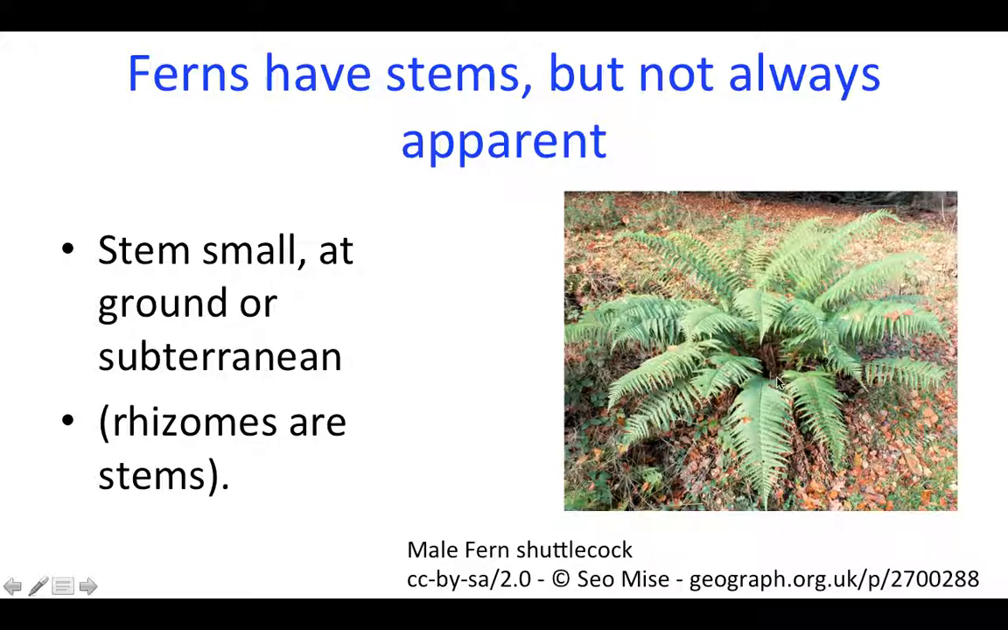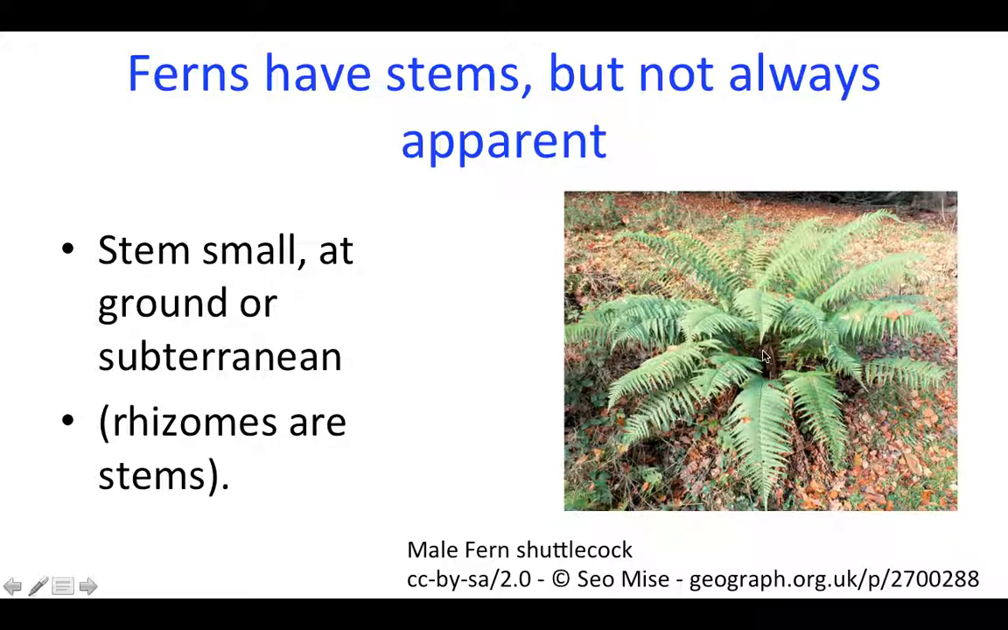Additionally, even when the stem is above ground, oftentimes it doesn't elongate very much. It has very short internodes, is a fancier way of saying that. So it appears like the leaves are all coming off of the same spot. This is the basal rosette form that we talked about earlier in the semester.